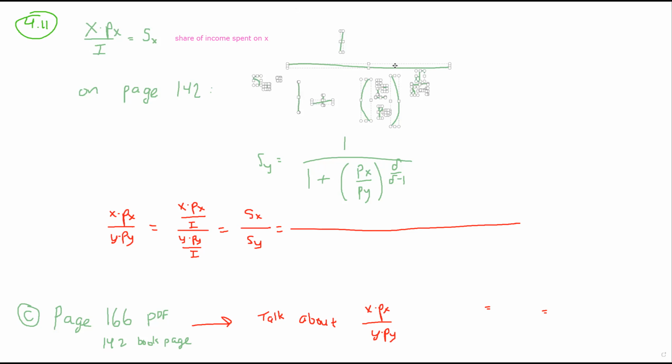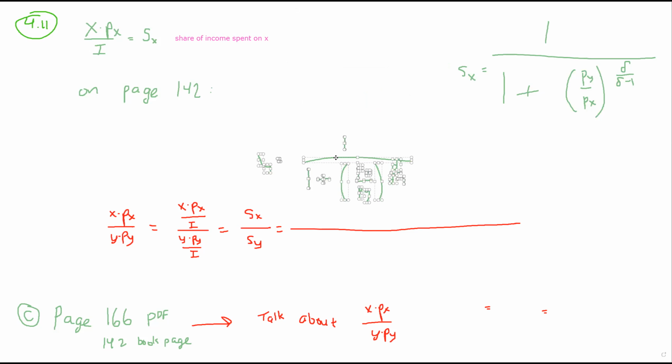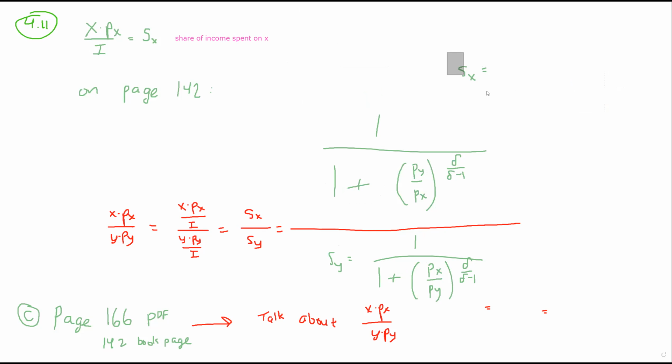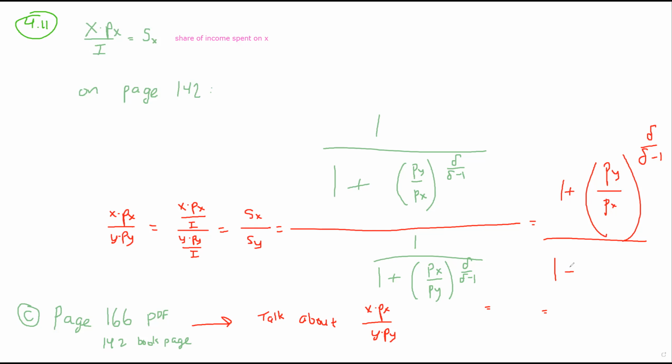So this guy, well, let's move this here. Let's move this first here. And let's move this guy here. After some algebra, I guess this becomes 1 plus py over px to the delta over delta minus 1 over 1 plus px over py to the delta over delta minus 1. And this is the closest thing that I have coming to an answer.